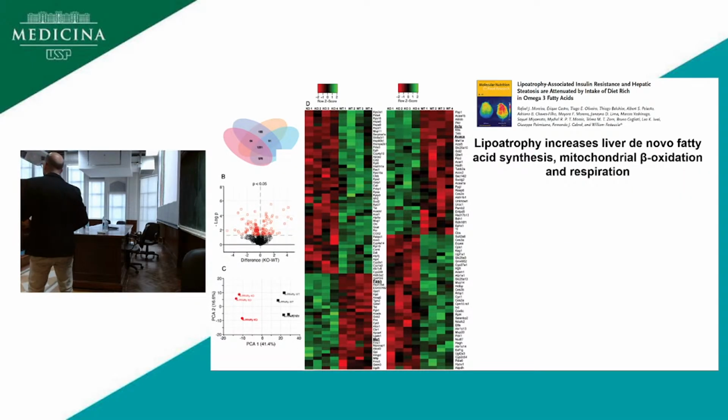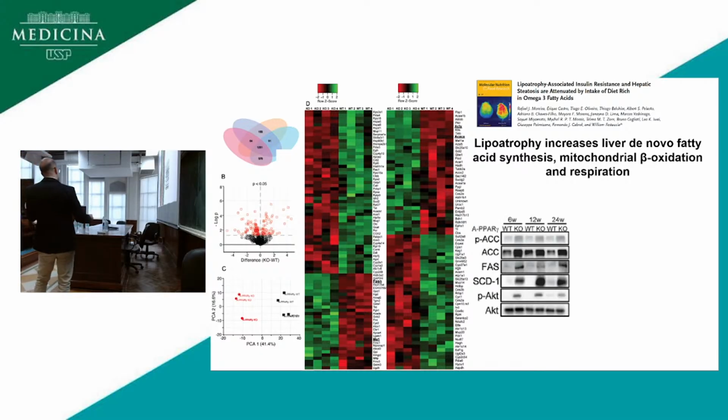So what we did next was to try to evaluate, in a broad way, what is going on in terms of changes in metabolism in the liver of these mice. We took the liver of these mice and ran a proteomic analysis, and we were able to detect changes in a lot of different proteins, but two different groups of proteins caught our attention. The lipoatrophic mice show a marked increase in the content of proteins related to de novo lipogenesis, or de novo fatty acid synthesis, and also some proteins related to mitochondrial beta oxidation and respiration.